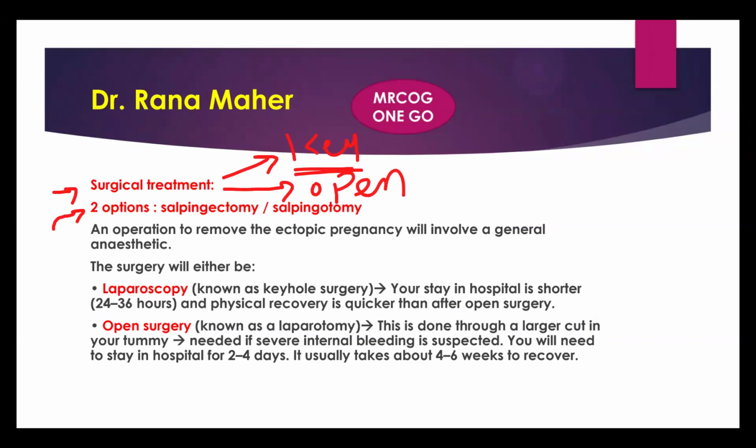The keyhole surgery will be through 3 small openings in your tummy, and a camera will be introduced inside your tummy to remove the pregnancy only or the pregnancy with the tube itself. The open surgery will be a small cut in the bikini line. And that's it. This is how to explain it in layman's language. Coming to the 2 options, either salpingectomy or salpingotomy.